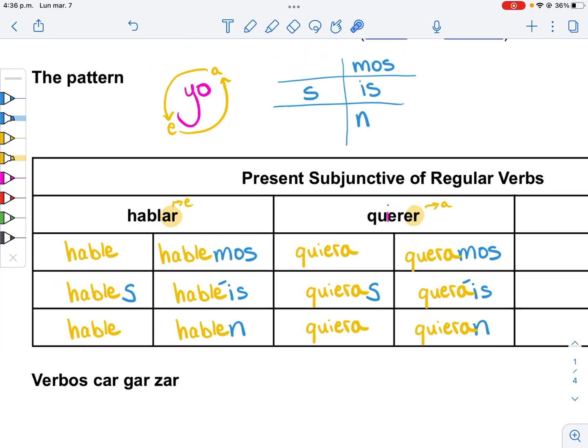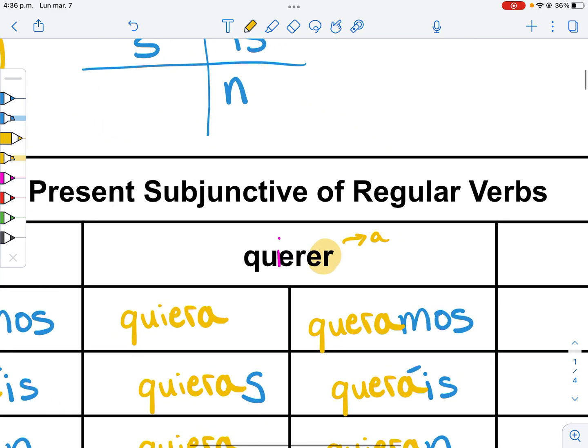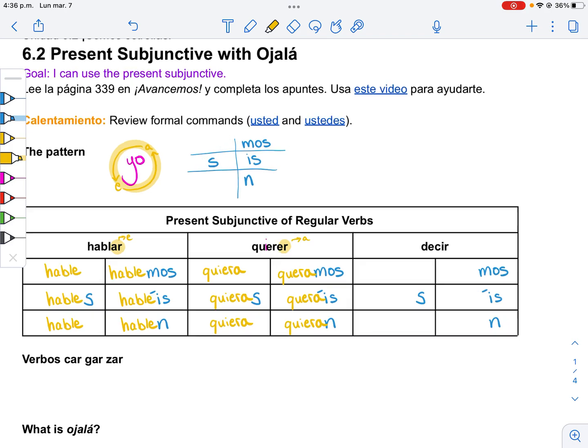So when you think subjunctive, basically, we're just switching the ending. I thought it was going to be worse, but we did pretty well.